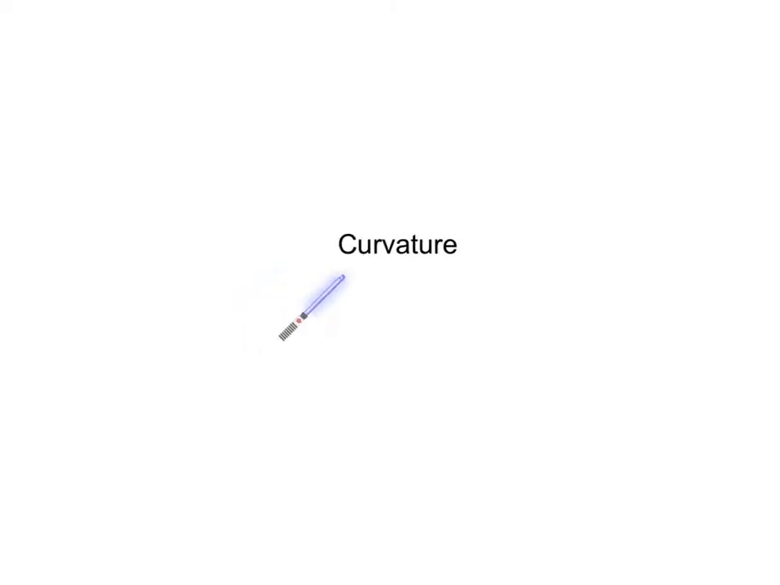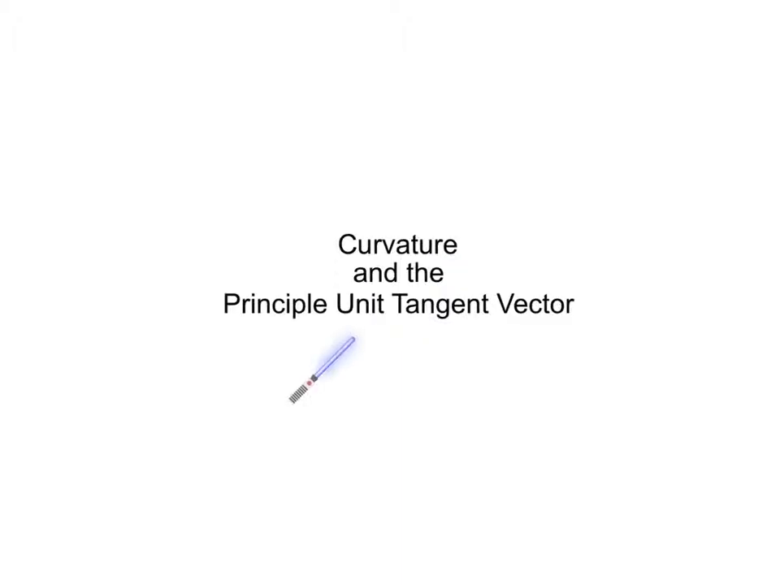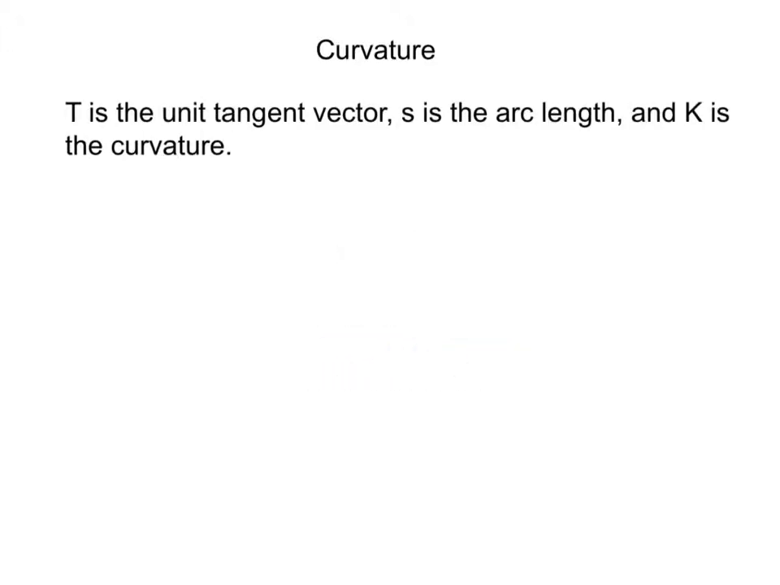In this lesson, we're going to look at curvature and the principal unit tangent vector. To find the curvature, we use T, which is the unit tangent vector, s, which is the arc length, and k represents the curvature.